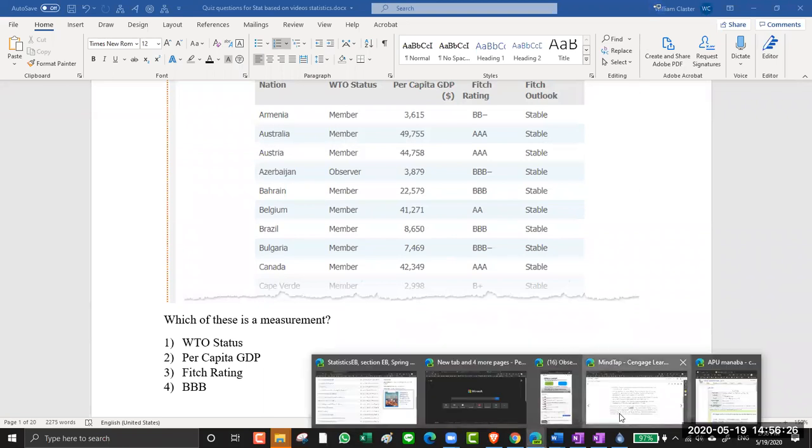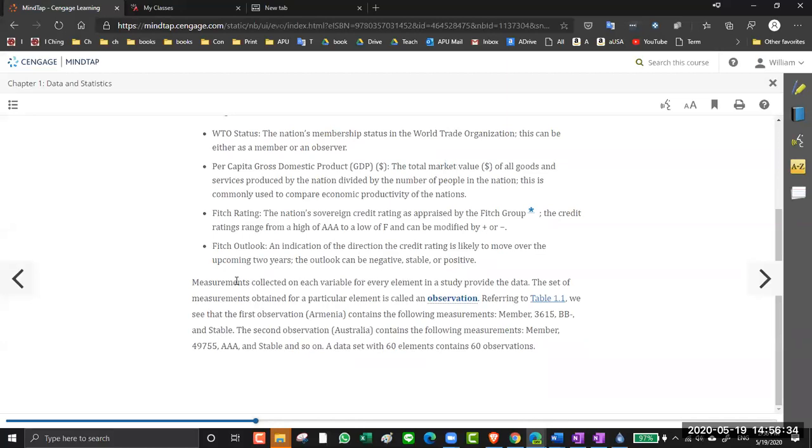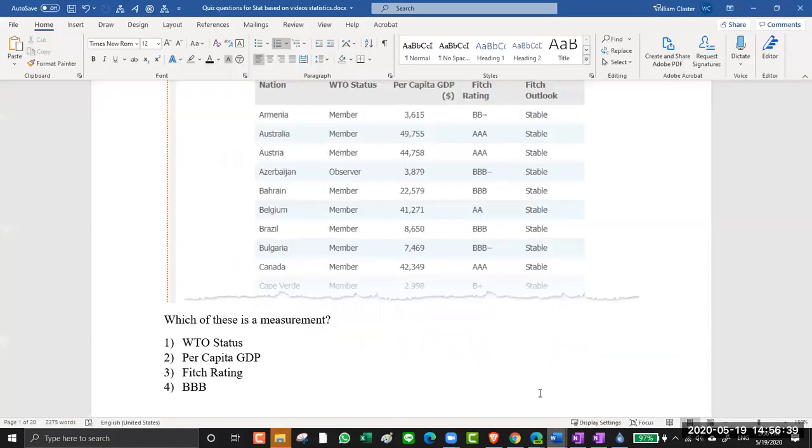Okay, remember, what are we talking about? We're talking about these concepts: elements, variables, observations, measurements. So what about this one? Is it an element? Is it a measurement? Is it a variable? Is it an observation? It's also a variable. How about Fitch rating? Same, a variable. Okay, what about BBB?